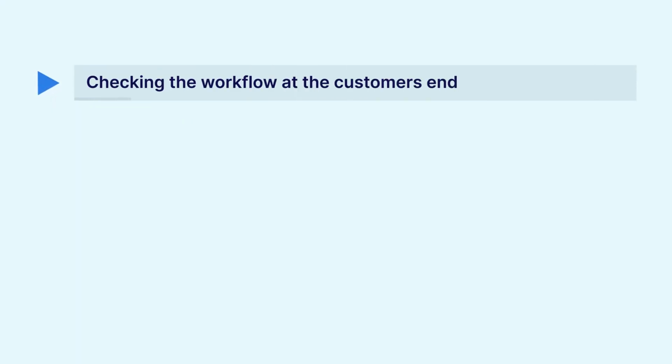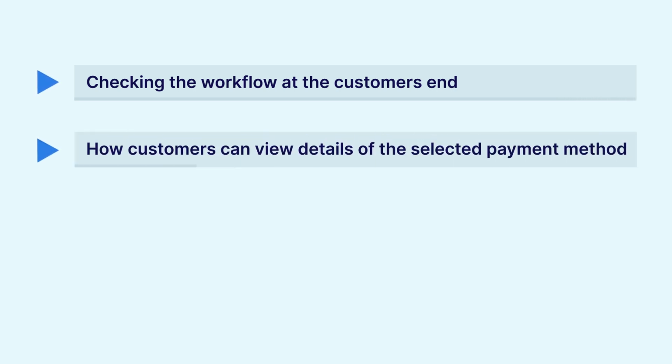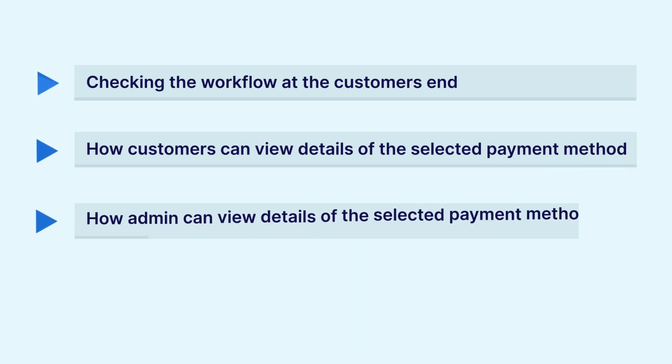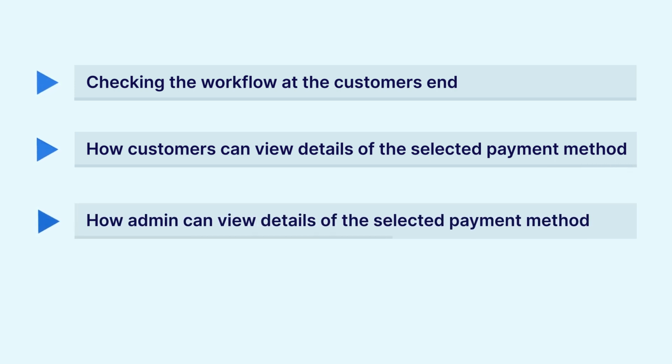So in today's video tutorial, we'll be checking out the workflow at the customer's end, wherein we'll see how the customers in the first place would be able to select the Lipa Na Mpesa payment method at checkout time, proceed to checkout thereafter, and place the order for their respective products within the Magento 2 web store. Thereafter, we'll see how the customers can view the details of the selected payment method under their own order history section, and similarly on the admin's end, we'll see how the admin would be able to see the same details for the respective order in the admin backend panel.